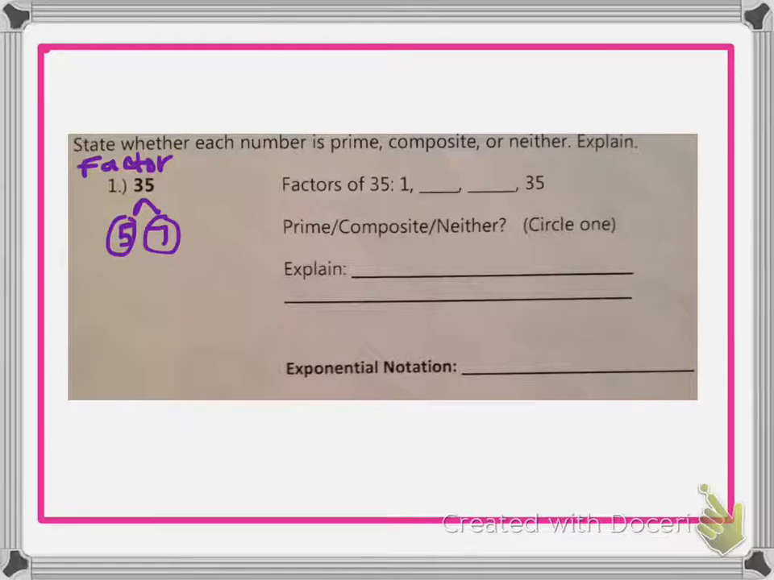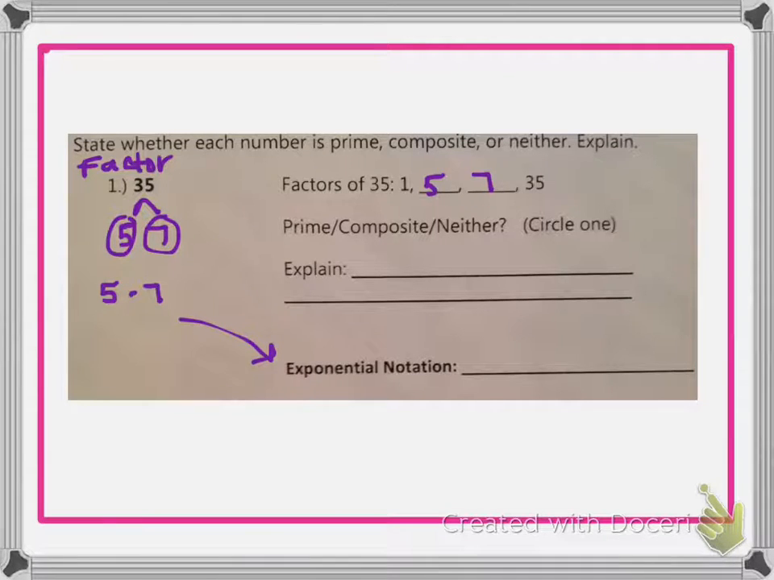When we have prime numbers, 5 and 7 are prime, we circle those numbers. Here we have what's called expanded notation, which just means we're going to write down every circled number, just so it will help us when we get to our exponential notation. Okay, so then let's go back. Factors of 35 are 1, 5, 7, and 35.